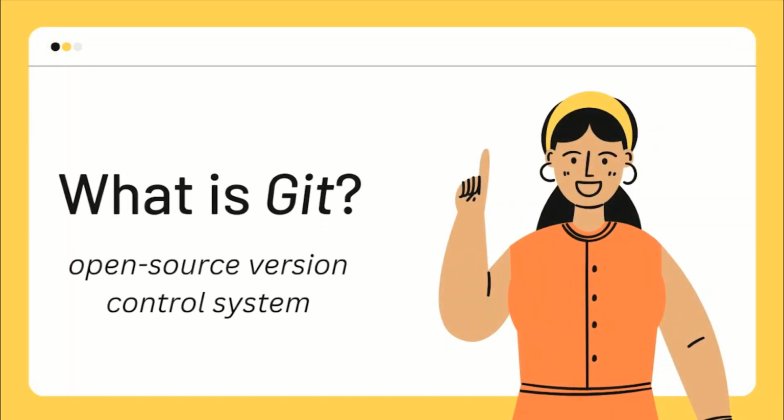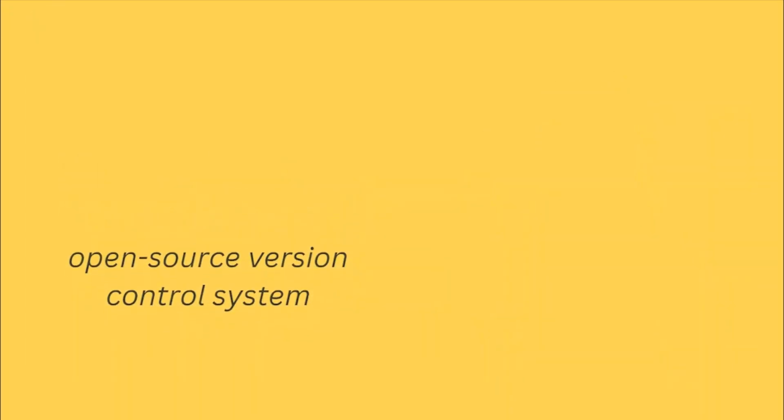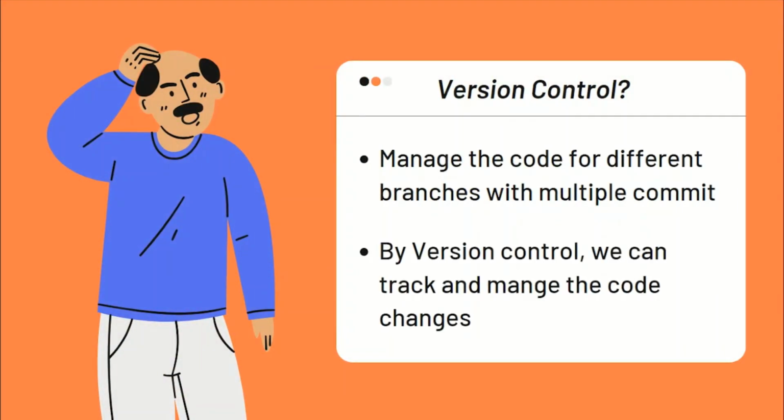So the first question is, what is Git? Git is an open source version control system. Now, what is version control? Version control means managing the code across different branches with multiple commits. With version control, we can track and manage the code changes.